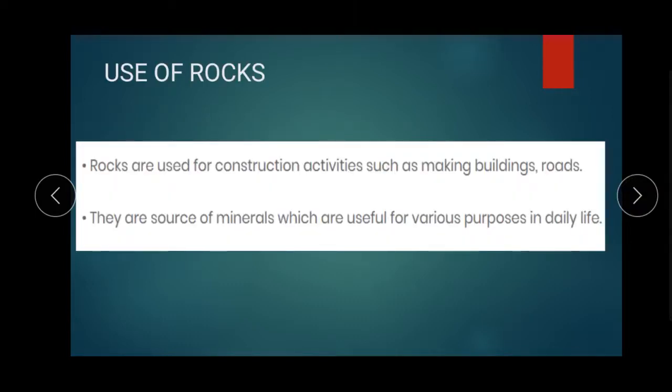First, uses of rocks. Rocks are used for construction activities such as making buildings and roads. For what are rocks mainly used? Rocks are used for many purposes, but mainly for construction activities like making buildings and roads. Second point, they are a source of minerals, which are useful for various purposes in daily life. These rocks are the source of minerals. Minerals are very important in our daily life, right?